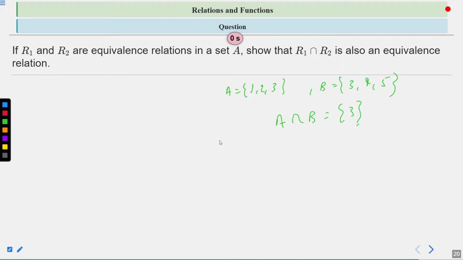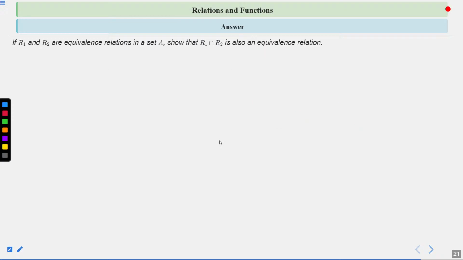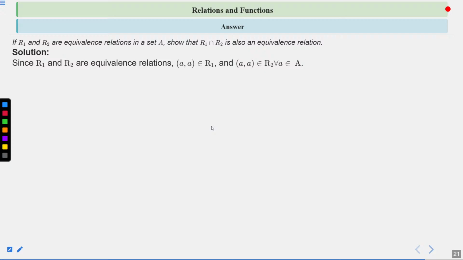Okay, let us move to the solution part. The question says if R1 and R2 are equivalence relations in set A, we have to show that R1 intersection R2 is also an equivalence relation. Since R1 and R2 are equivalence relations, (a, a) belongs to R1 and (a, a) belongs to R2 for all a belonging to A. This implies that (a, a) belongs to R1 intersection R2 always, showing that R1 intersection R2 is a reflexive relation. Got it?